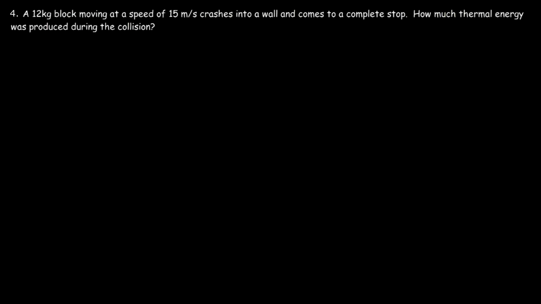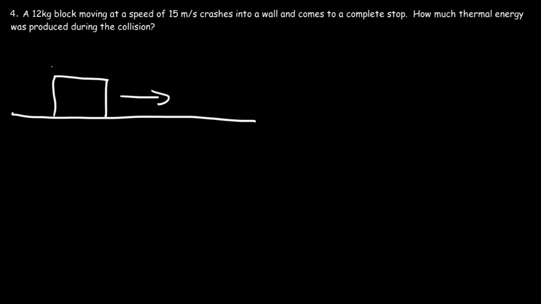A 12 kilogram block moving at a speed of 15 meters per second crashes into a wall and comes to a complete stop. How much thermal energy was produced during the collision? So let's draw a picture. Imagine you have a block that's sliding. It's moving at a speed of 15 meters per second, and it's a 12 kilogram mass. And then it collides with a wall. Once it hits the wall, it comes to a stop, so it's no longer moving.